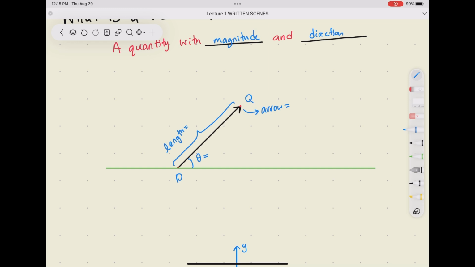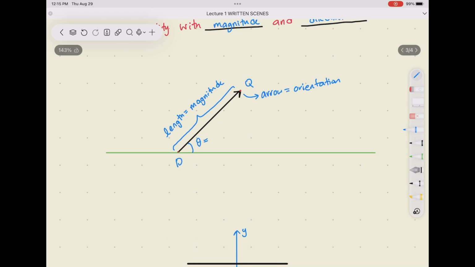The length of the vector is going to represent the magnitude of the vector, so the length of the line segment. The arrow on the vector is going to represent the orientation of the vector. And the angle theta that the vector forms with the horizontal is going to represent the direction of the vector.